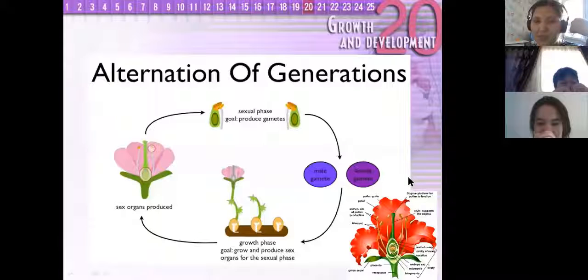From this picture, you can see how the alternation of generation is occurring. We know it from the reproduction in the previous lesson, that sexual reproduction needs two parents, male and female. They are producing gametes. The male one is called sperm, the female one is called egg. When they fuse, it is called fertilization.